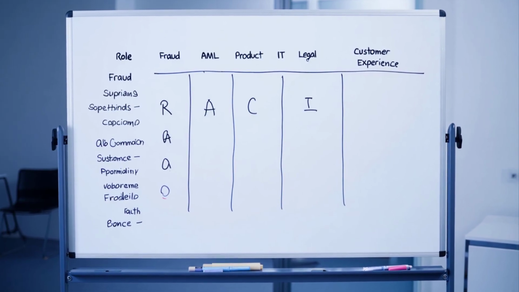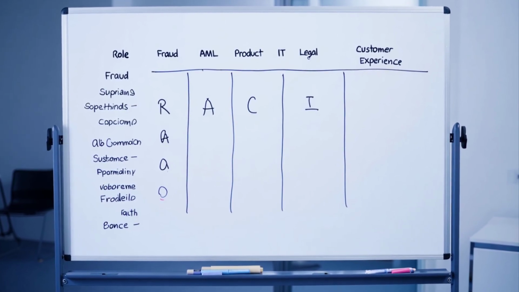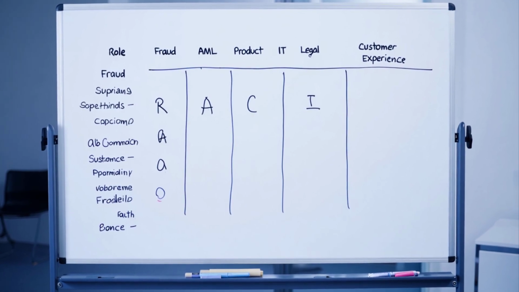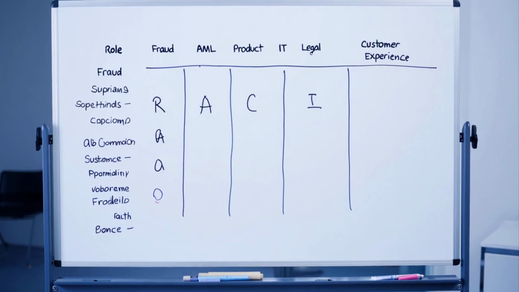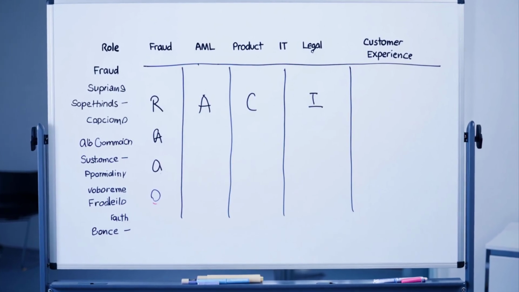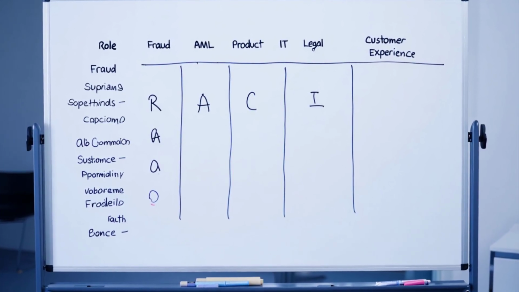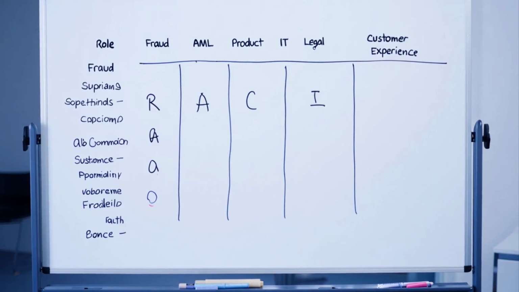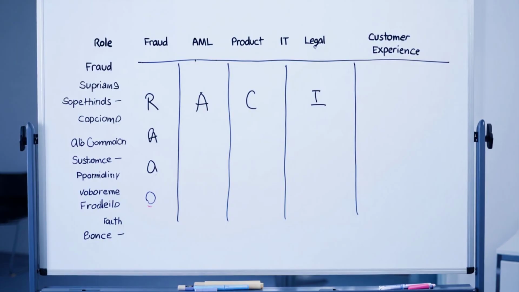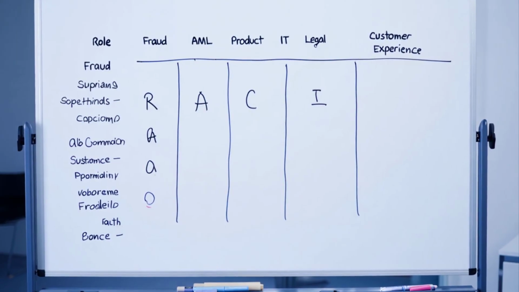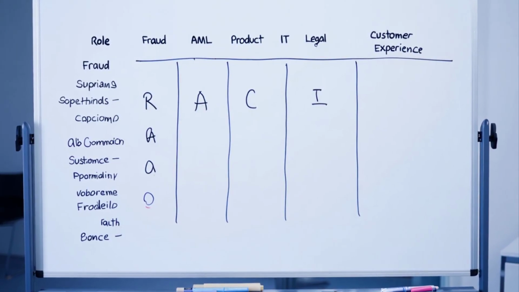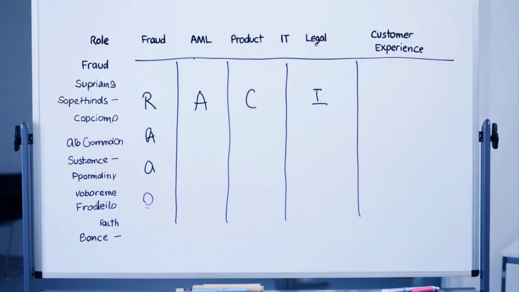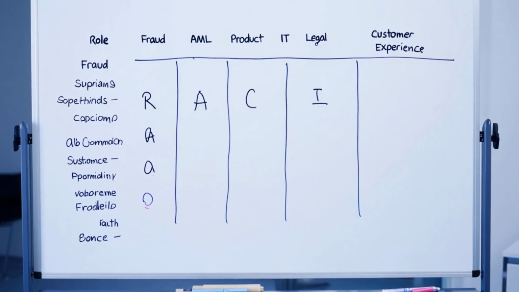This question is causing genuine confusion in most institutions. The answer is everyone and therefore nobody, unless you define it explicitly. The matching algorithm is IT and product. The fraud signal integration is fraud. The AML signal integration is AML. The UX is customer experience. The legal exposure is legal and compliance. Someone needs to own the end-to-end design and the evidence documentation. Define it before you build it.